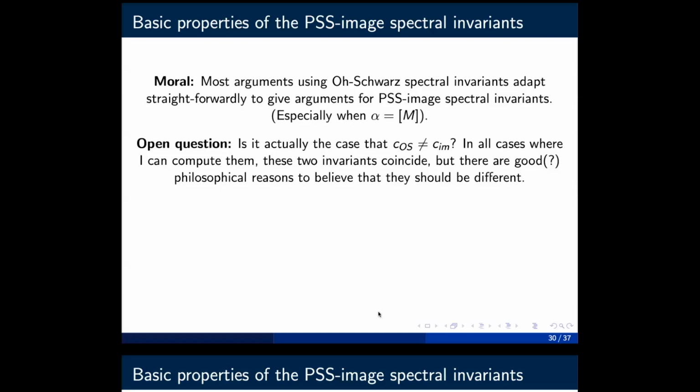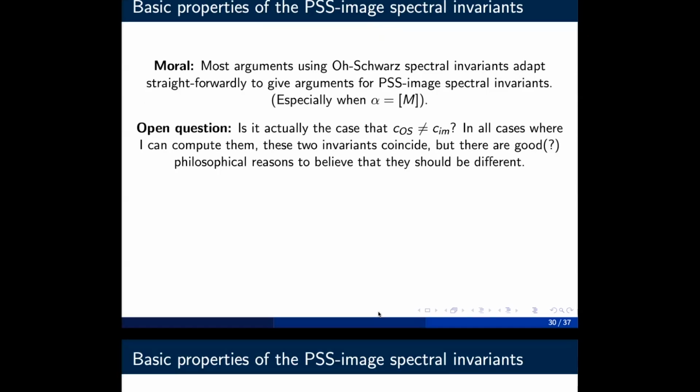But actually showing that they're different is tricky, because you'd need some way to compute the O-Schwarz spectral invariant such that it doesn't agree with the PSS image spectral invariant. But then you need some way to compute the O-Schwarz spectral invariant that doesn't just use the list of properties that the PSS image spectral invariant also uses, right? So you need to get beyond the formal approach in order to answer this question. So I think it's an interesting question. It's tricky, okay?